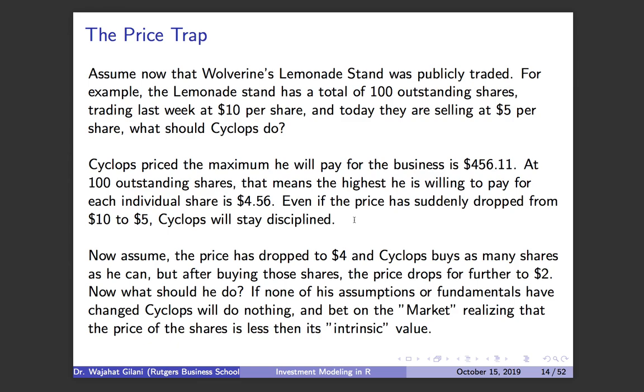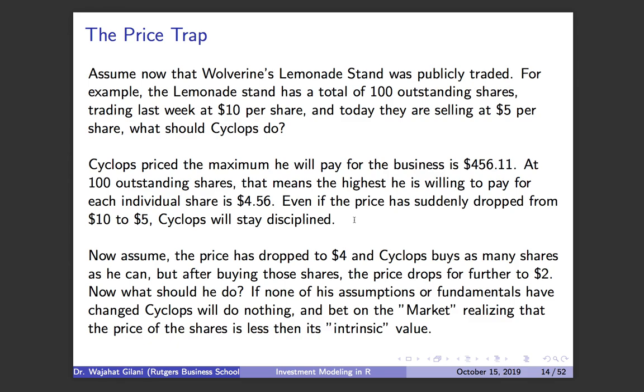All right, so that's the assumption trap. The other trap we deal with is the price trap. Assume now that Wolverine's Lemonade Stand is publicly traded. It has just 100 outstanding shares, and it was trading last week at $10 per share. Today, all of a sudden, the stock is $5 per share. What should Cyclops do? It went from 10 to 5, a 50% drop.